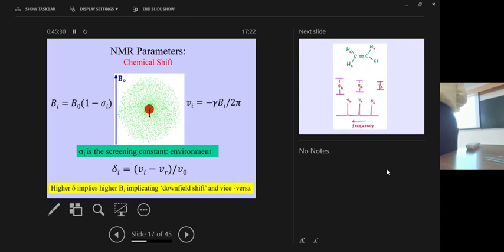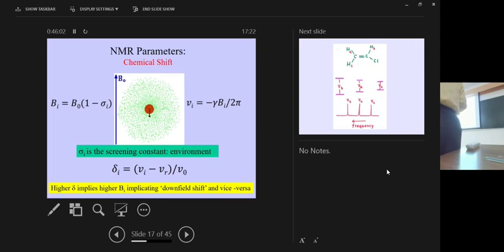Okay? It produces a field, and this field generally opposes the externally applied magnetic field. Therefore, the field which is seen by the nucleus is not B naught itself, but it is somewhat reduced by a certain factor, 1 minus sigma i. Okay, if sigma i is positive, then this number is less than 1, the whole thing is less than 1. Therefore, Bi is less than B0. So it sees a field which is less than B0.